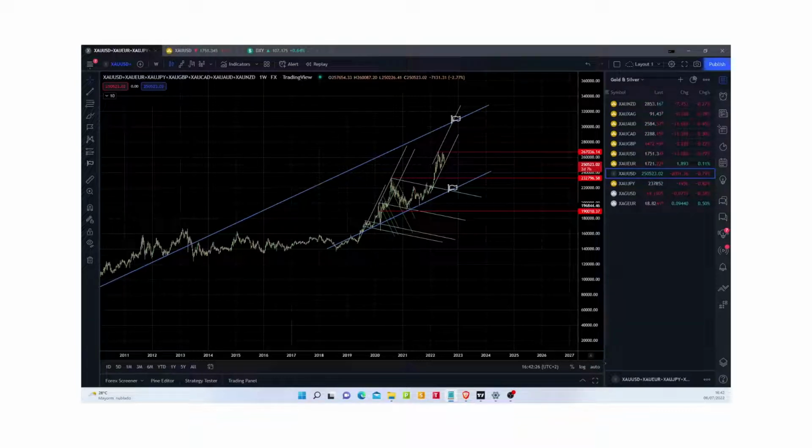And finally, I'm leaving you with some specific short-term retracement objectives for gold, as well as some provisional upside target levels. So let's get to it.